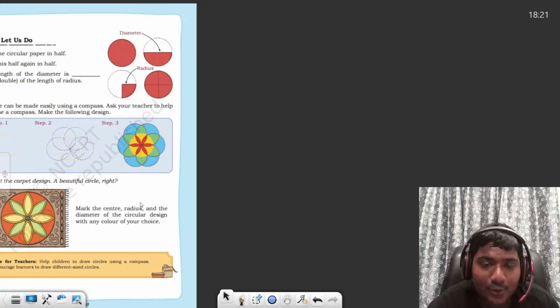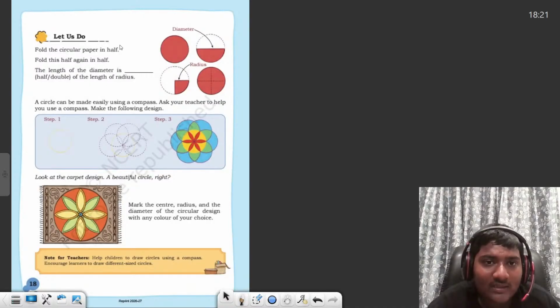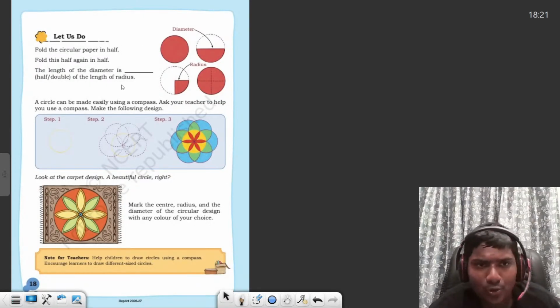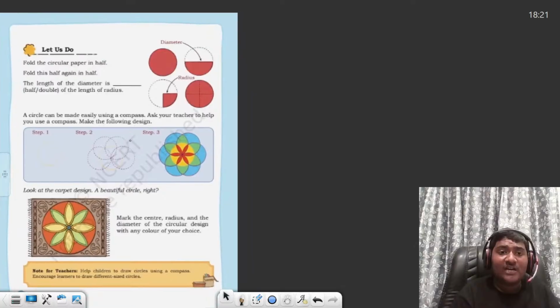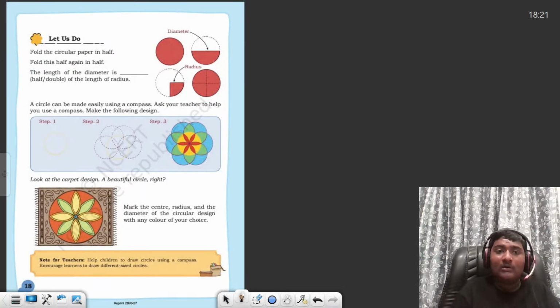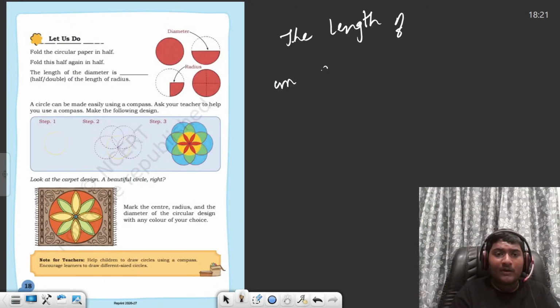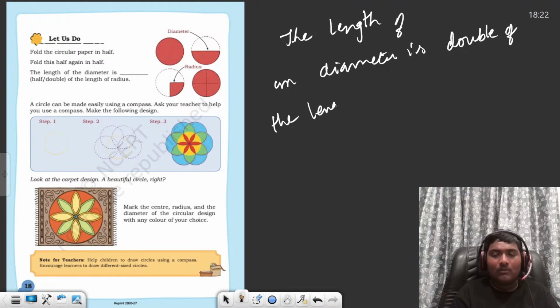Now let us fold the circle. Yes, this activity I already explained to you. You must do it. The length of the diameter means double the length of the radius. Children, I already informed you just now. The length of a diameter is double of the length of radius.